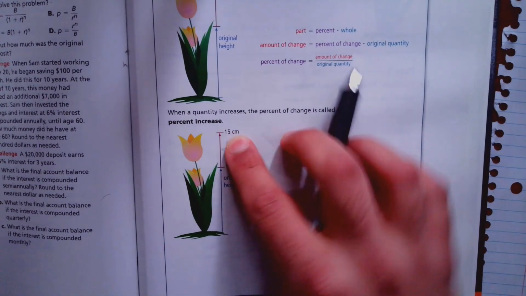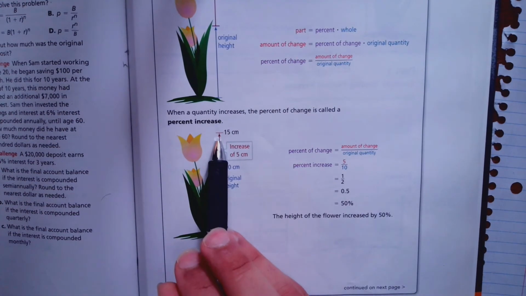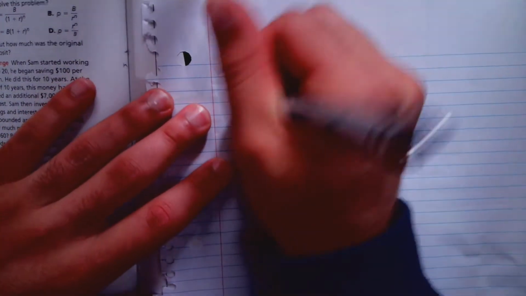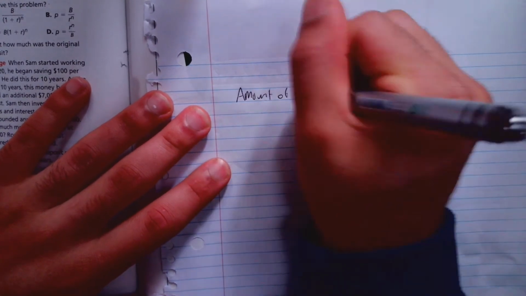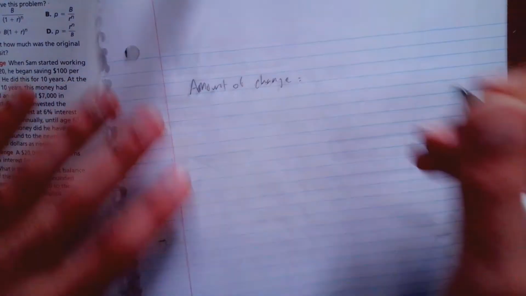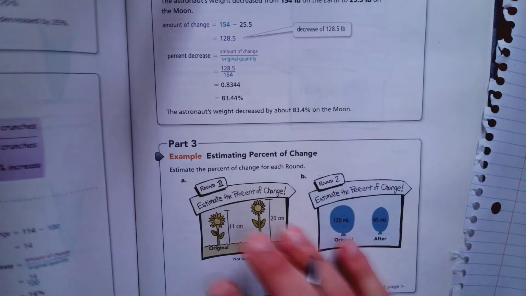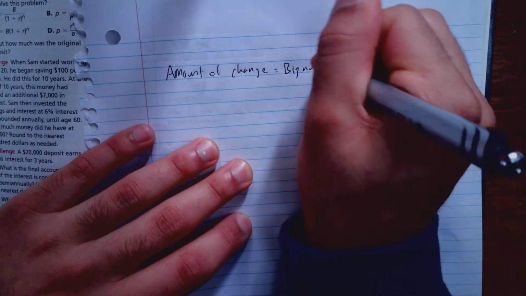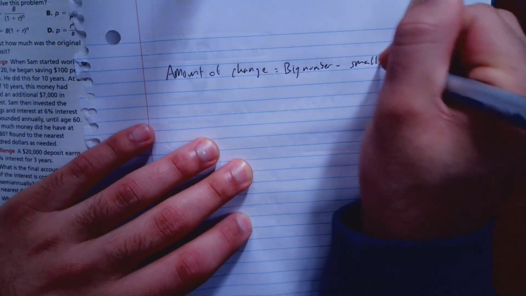In this case, if our height was 10 and it grew to 15, what would be our amount of change? And how did you get 5? So to find our amount of change, this third number here, our strategy is going to be to subtract our bigger number minus our smaller number.